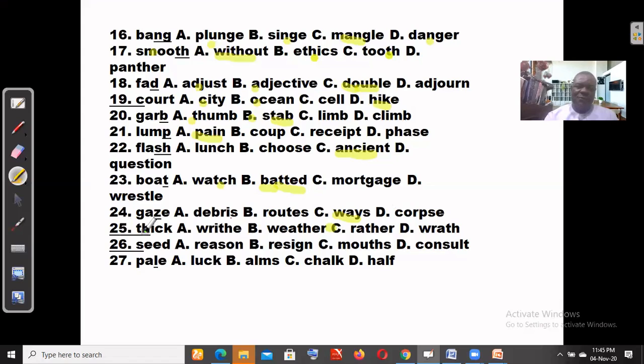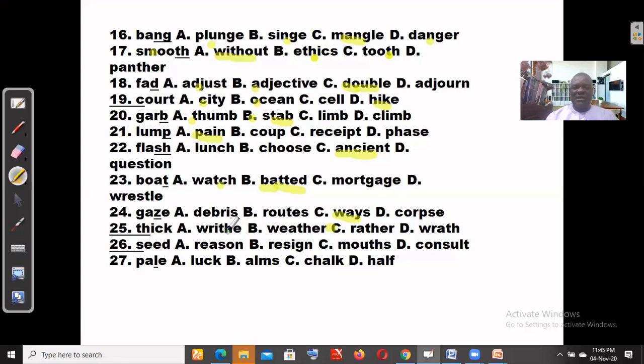Question 25, we have thick. Again, the letters TH on the line represent the sound th. Of course, that's what I called the voiceless dental fricative. And so we are looking for that sound. And option A is wreath. In most cases, when you find TH and you have something like E coming after TH, it is the voiced dental fricative.